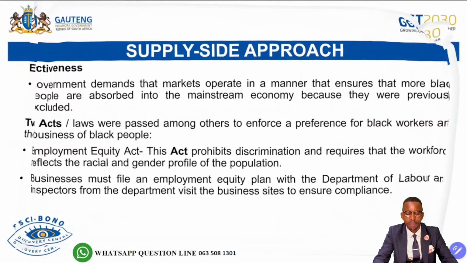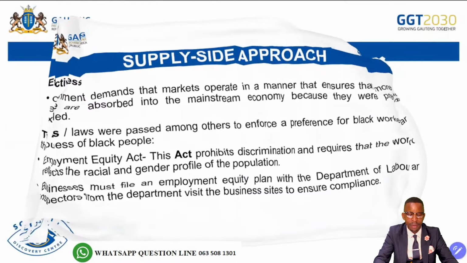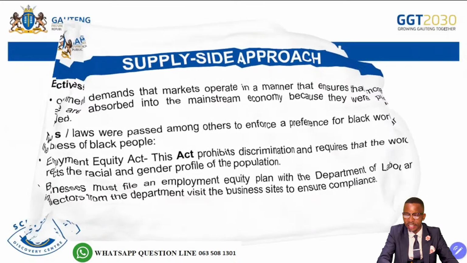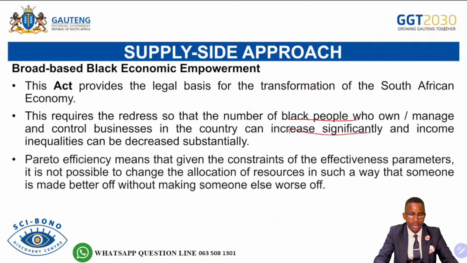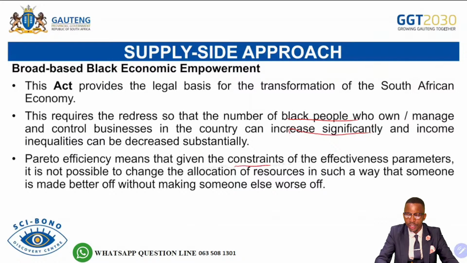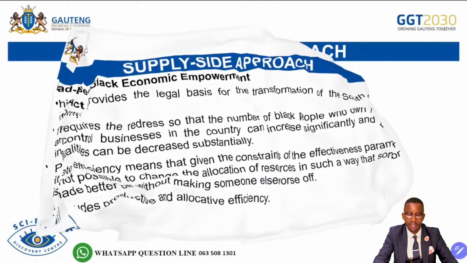The Broad-Based Black Economic Empowerment Act provides the legal basis for transformation of the South African economy. This requires redress so that the number of Black people who own, manage, or control businesses in the economy can increase significantly, and income inequalities can be decreased substantially. Pareto efficiency means that given the constraints of the effectiveness parameters, it is not possible to change the allocation of resources in such a way that someone is made better off without making someone worse off. It includes productive and allocative efficiency.